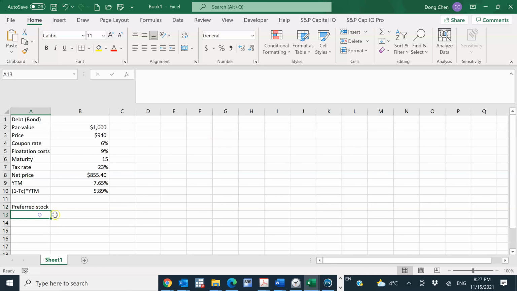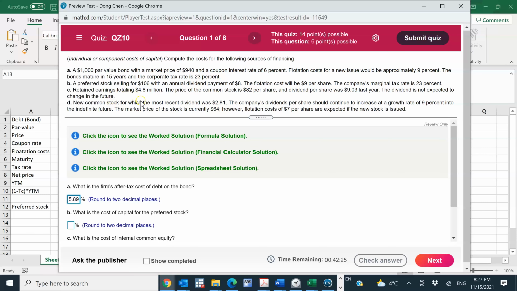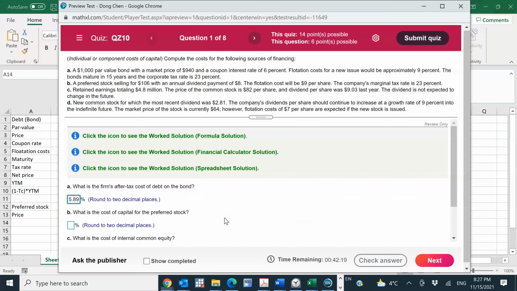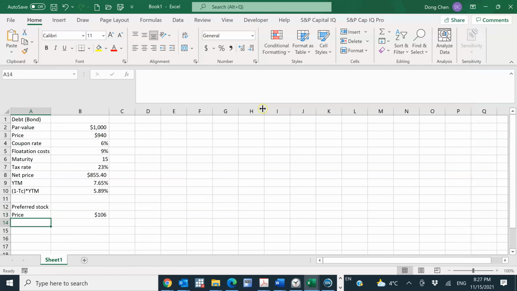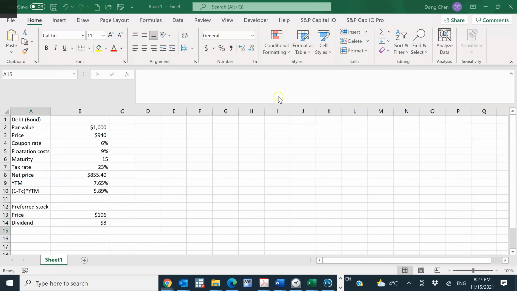Similarly, I just put the information down first. So the first information is the price, right? The price is 106. And the dividend, right? Preferred stock dividend doesn't change, so it's going to be $8 per share.